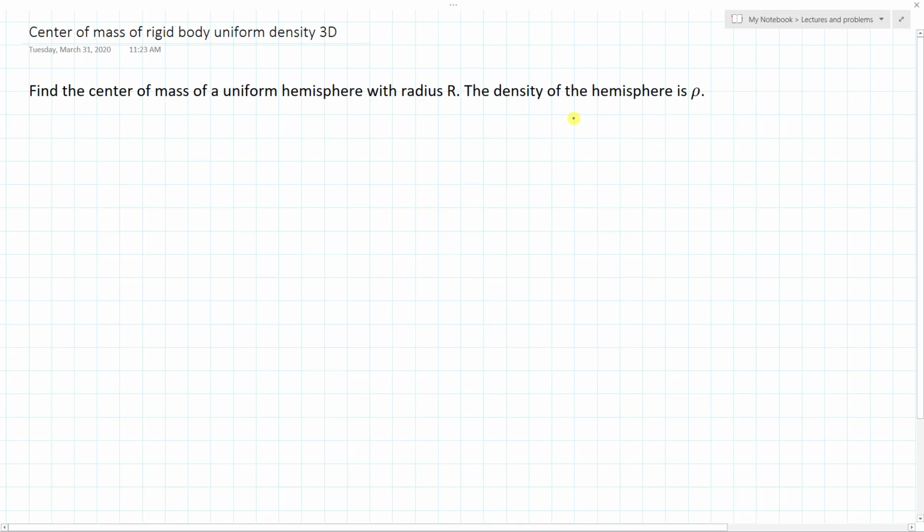Okay, so now let's discuss the center of mass of a rigid body with uniform density, but in 3D. We have discussed in the past the 1D and 2D cases, and now we're in 3D. So this question says, find the center of mass of a uniform hemisphere with radius r, and the density of the hemisphere is rho. So how do you find this?